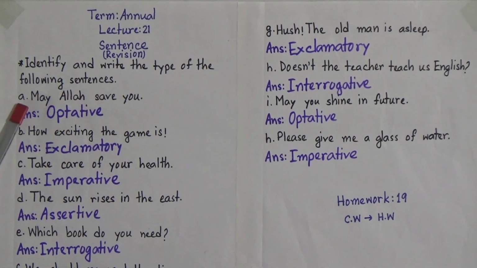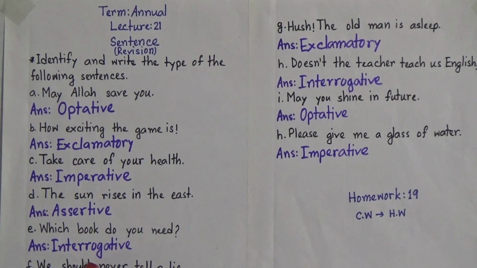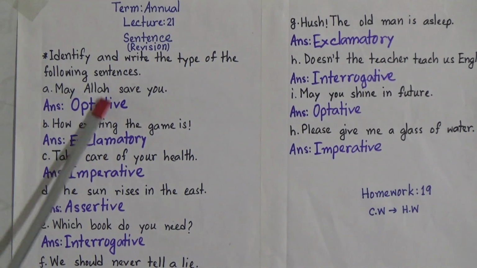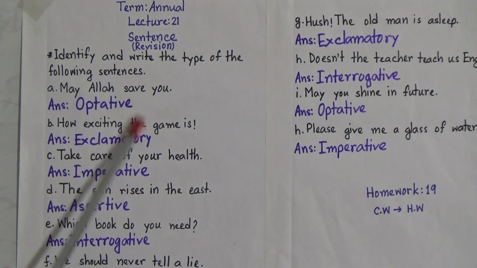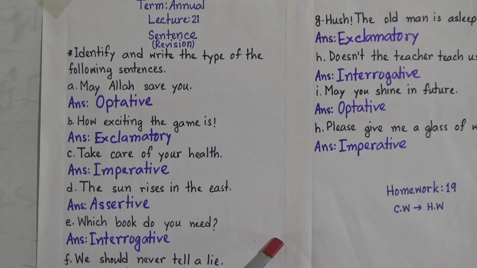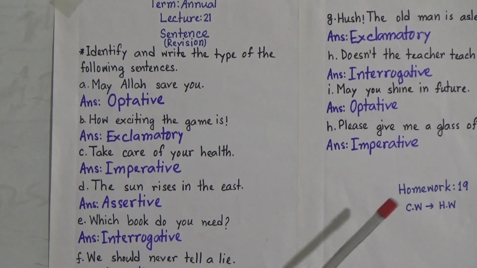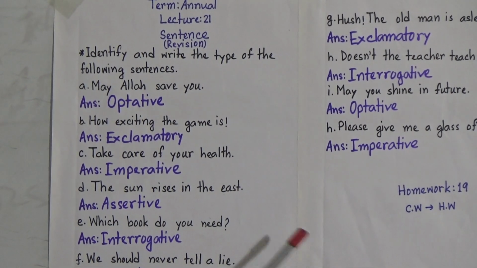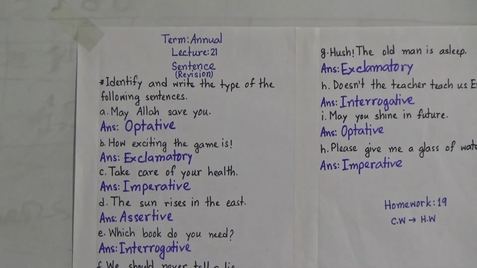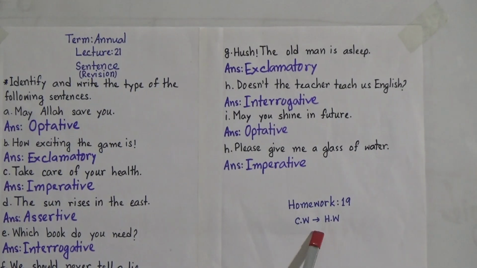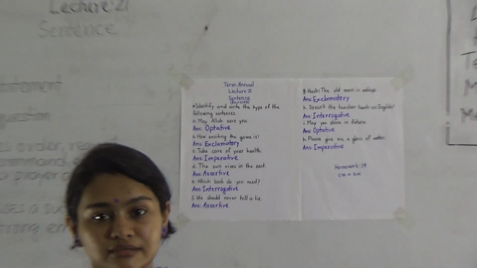Now look, there are some exercises from sentence. What is it? Identify and write the type of the following sentences. That means at first you will go through these sentences, then you will identify and practice it at your home, and then you will do it as your homework. So this is the exercise from the types of sentences, and you will do it as your homework, and this is homework number 19. So dear students, your CW will be easier than HW today.